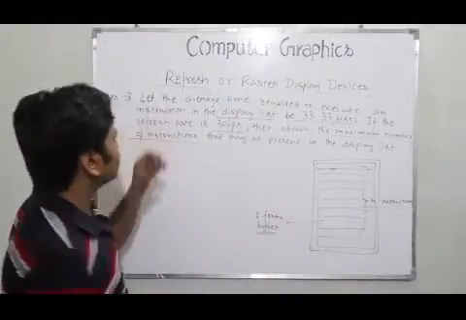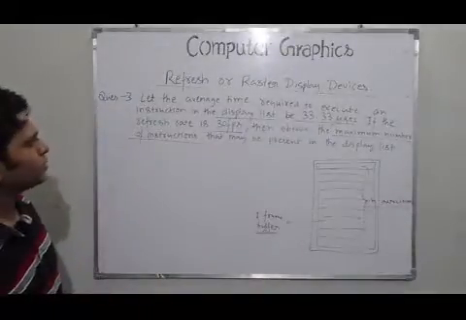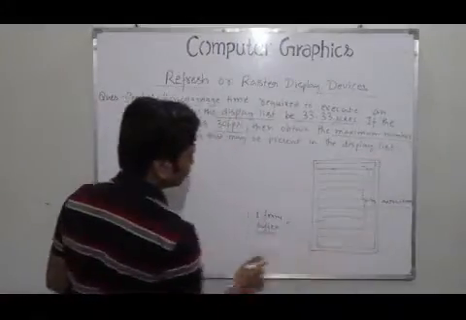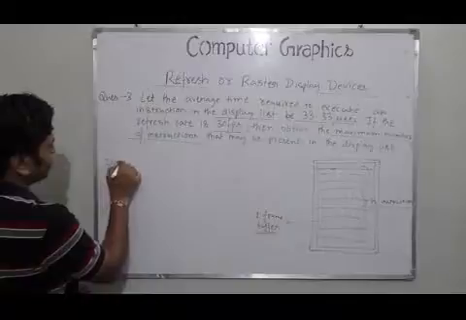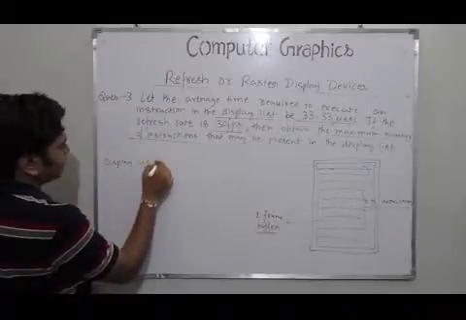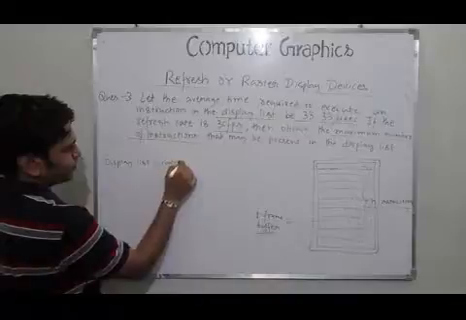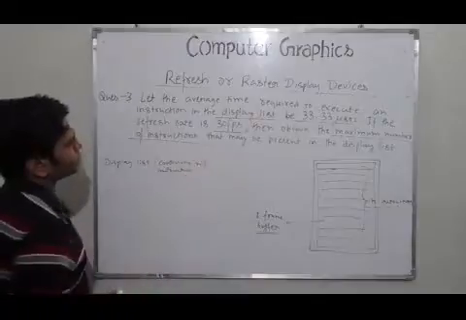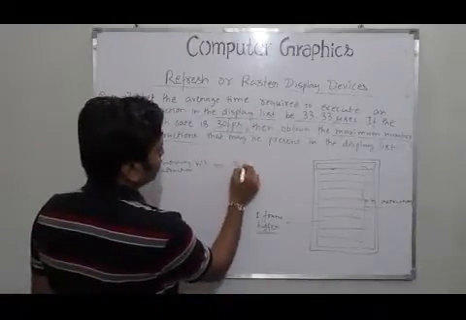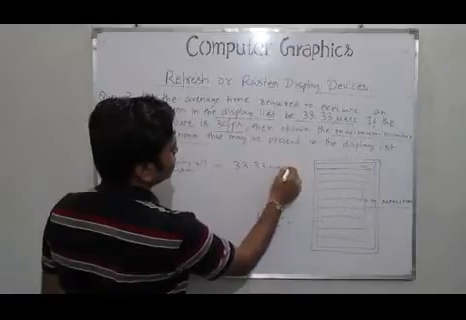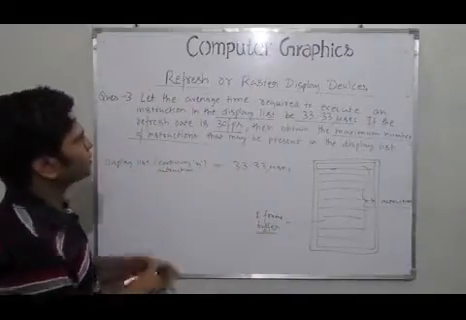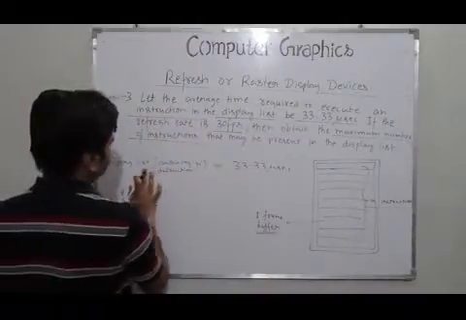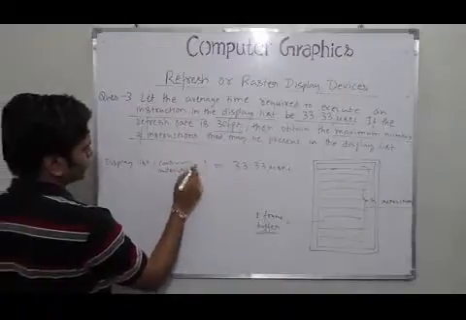The data provided here is that the display list contains instructions, and it contains n instructions basically. The time required would be 33.33 microseconds to execute one instruction. It is given to execute one instruction. The execution time is for one instruction.